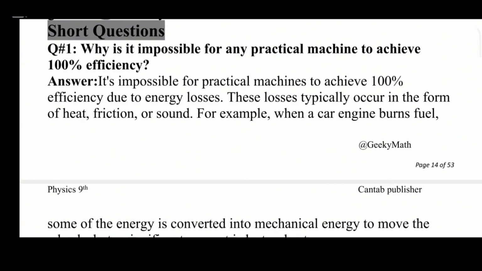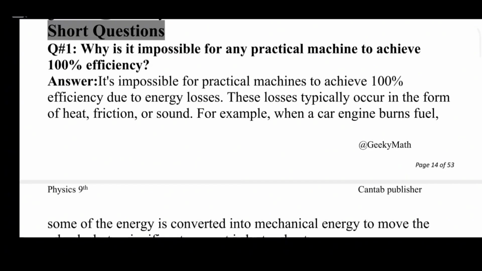Short questions. Question number 1. Why is it impossible for any practical machine to achieve 100% efficiency? Answer: It's impossible for practical machines to achieve 100% efficiency due to energy losses. These losses typically occur in the form of heat, friction, or sound.